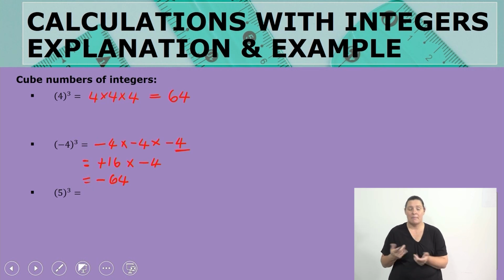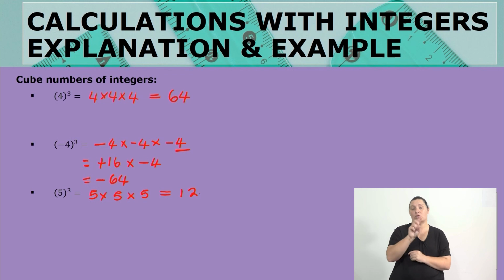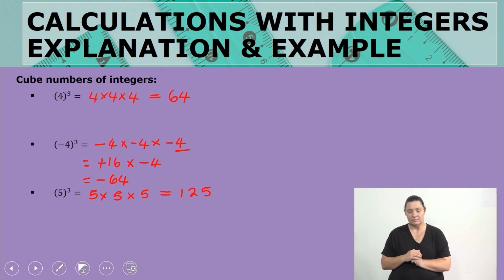What about if I have 5 cubed? So 5 cubed is going to be 5 multiplied by 5 multiplied by 5. And that gives me 125. What about if I have negative 5 cubed?